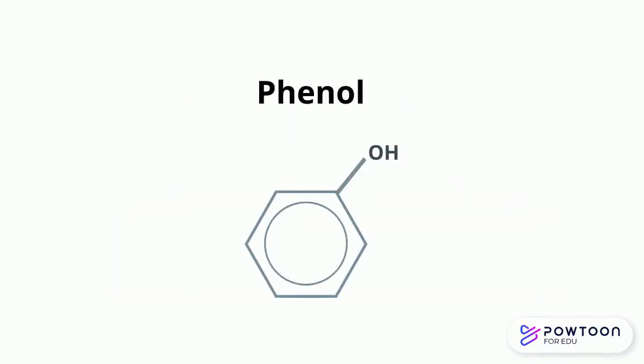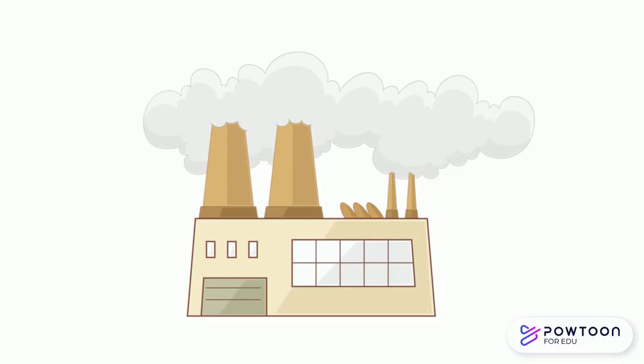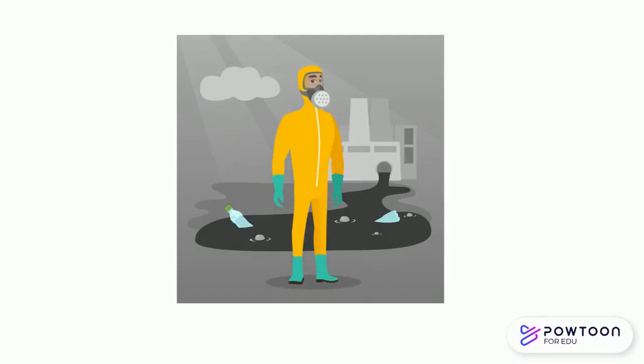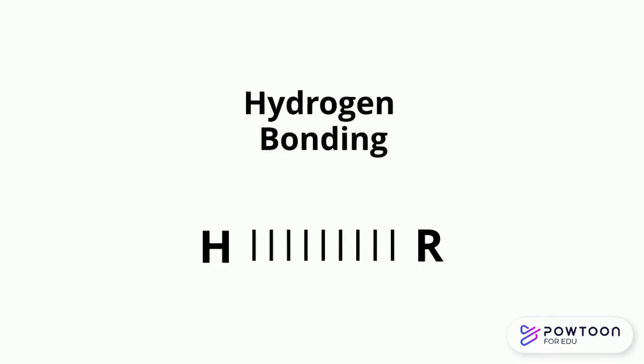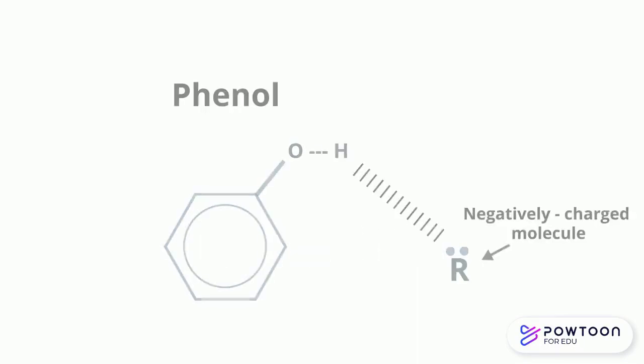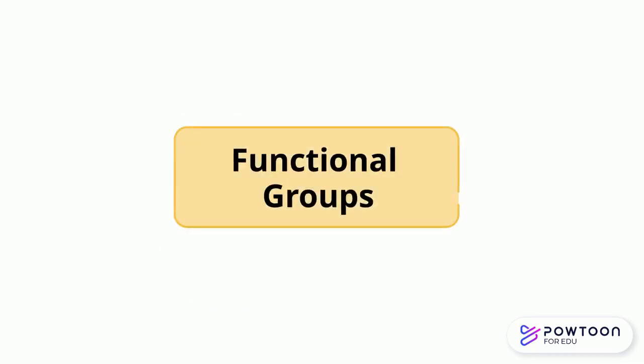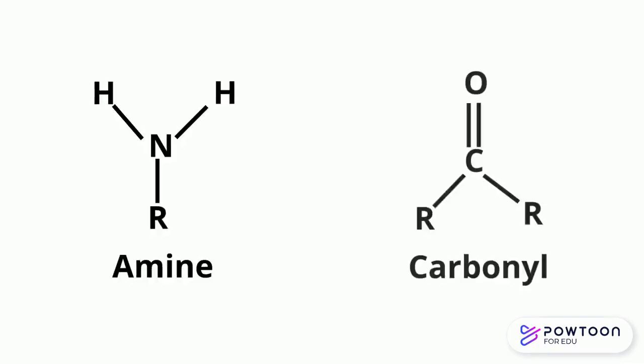Let's look at an example. Phenolic derivatives are generated from industrial processes such as oil refining, paper milling, wood processing, etc. These are highly toxic and you want to get rid of them. Hydrogen bonding is a big part of the absorption process, and phenols are able to form hydrogen bonds. As such, by modifying polymer structures through the introduction of functional groups that can create hydrogen bonds, you can increase the absorption capacities of the absorbents. These functional groups can include amines and carbonyls.